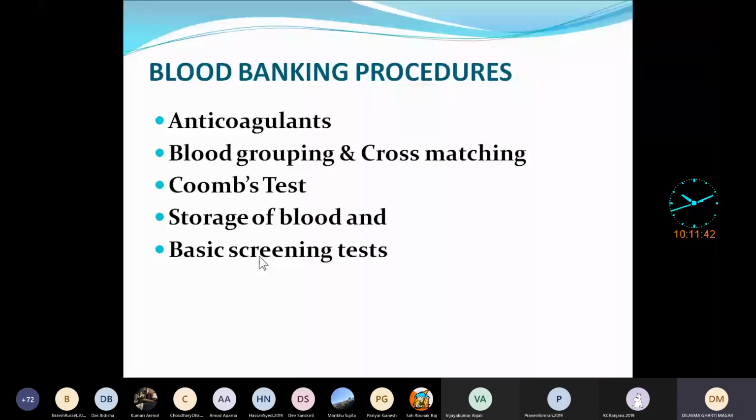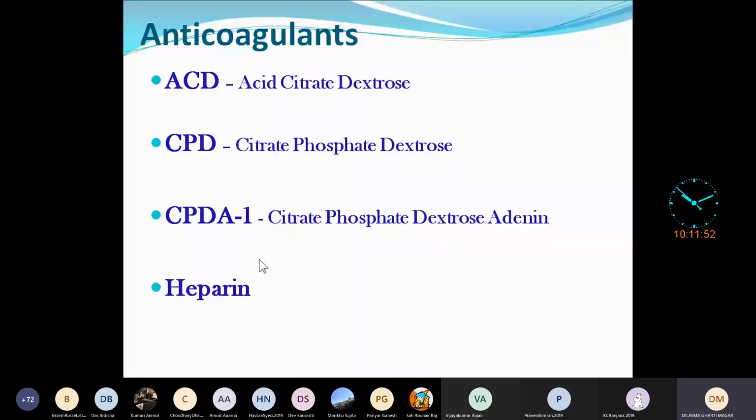So first we'll come to the anticoagulant. Whenever the blood is taken out from a donor and kept for storage, the blood will clot, isn't it? You must have seen whenever the blood comes out of the body, it will clot, and so it will prevent the bleeding, in a cut wound, injury and all. Now here we are taking out the blood and we want to store it for a longer duration of time, so we will use an anticoagulant.